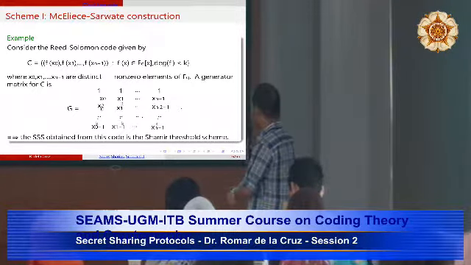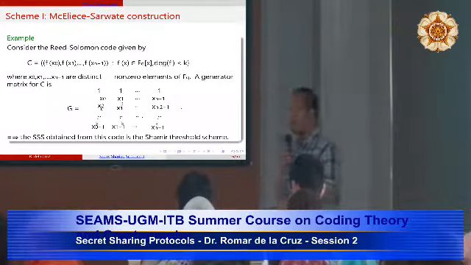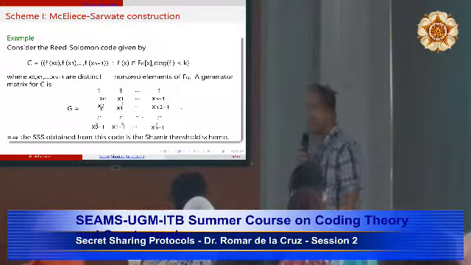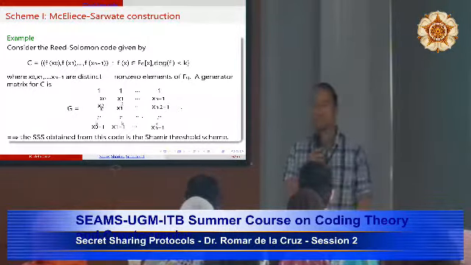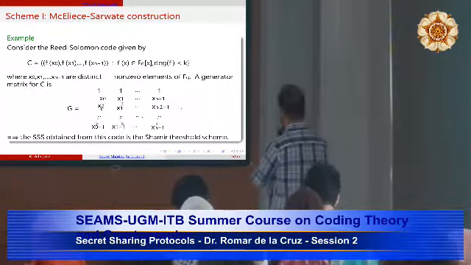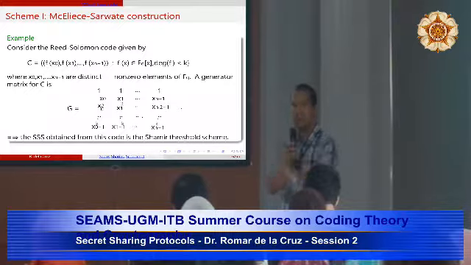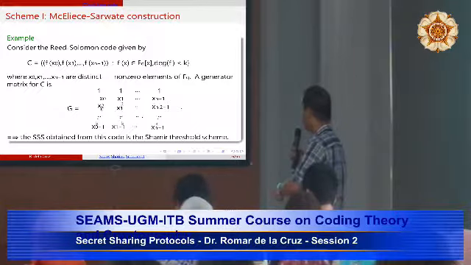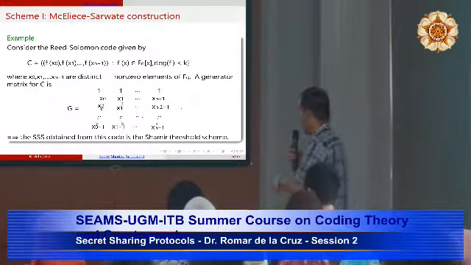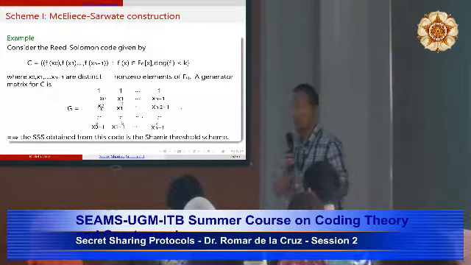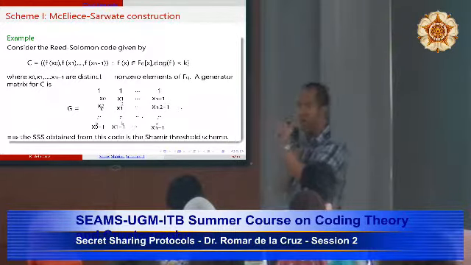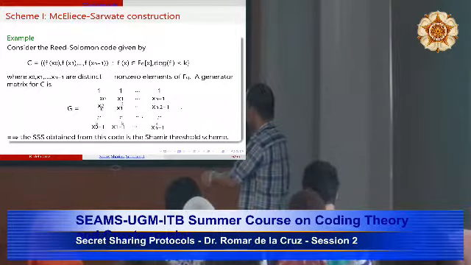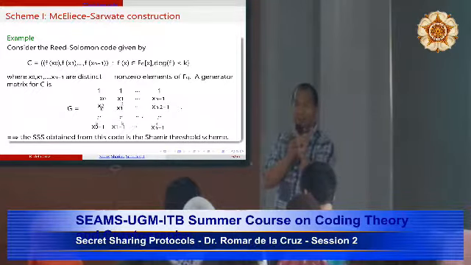And then if you take the generator matrix of the Reed-Solomon code and apply the construction, what you obtain is the Shamir threshold scheme. So that's the first time where linear codes were connected to a secret sharing scheme. McEliece and Sarwate showed that the Shamir scheme is a scheme using Reed-Solomon code. So the shares of the Shamir threshold scheme, you can look at them as code words of a Reed-Solomon code.